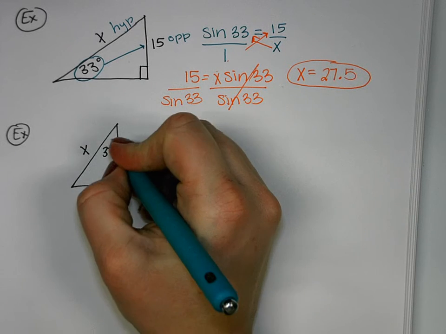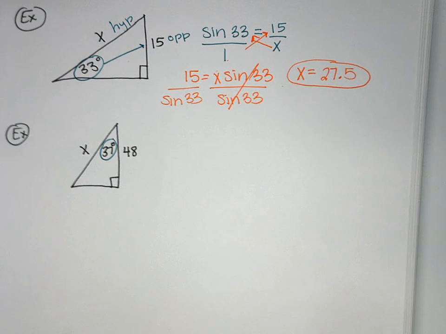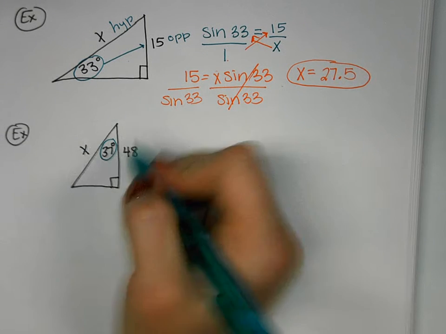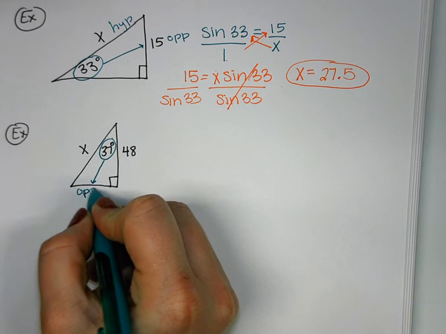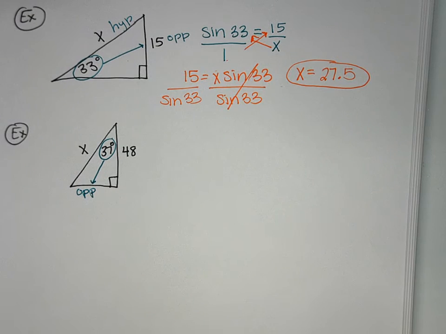How many think it's sine? How many think it's a cosine? No, Nixon. How many think it's a tangent? It's tangent. How do you tell? Well, there's my opposite. So if there's my opposite and I don't know anything about it, what does that eliminate?